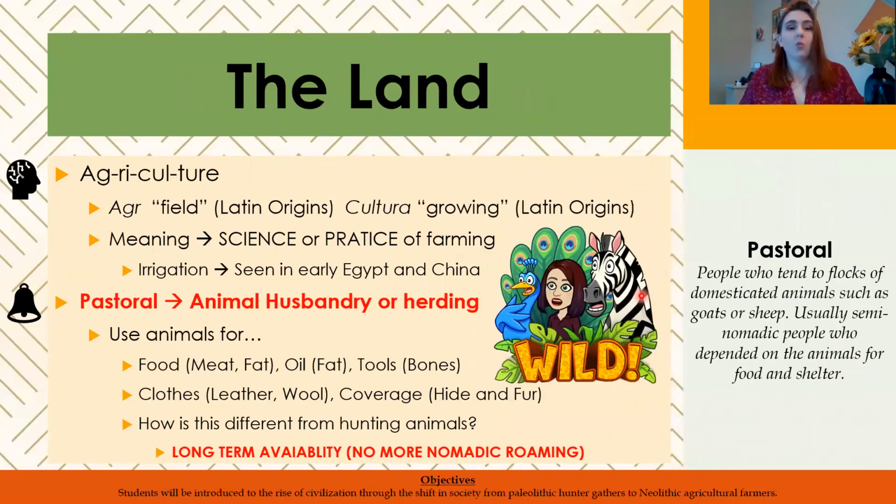So what exactly is agriculture? So first off, agri, which means field in Latin, and cultura, which means growing in Latin, would be the science or practice of farming. An early form of agriculture is irrigation, like I mentioned on the previous slide. Irrigation was this process in which you would have this river that people lived near. And what they would do is they would carve out man-made rivers or canals near the riverhead in which that river water would flow through.